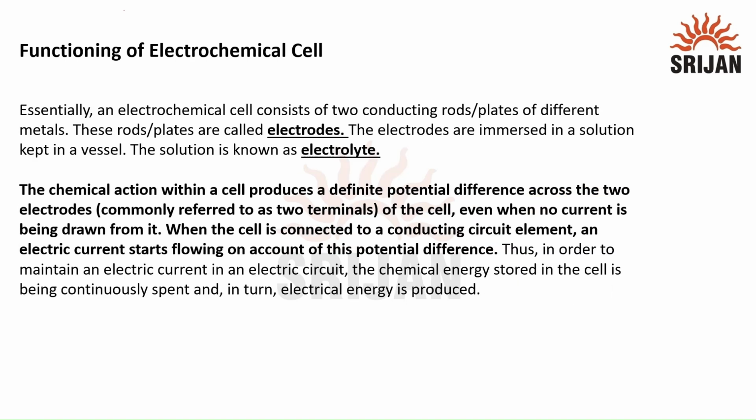Functioning of electrochemical cell. As we have already discussed, an electrochemical cell converts chemical energy into electrical energy. So there are chemical reactions taking place in the electrochemical cell. An electrochemical cell consists of two rods or plates which are of different metals. So mainly there are cylindrical rods, which are known as electrodes. And these electrodes are dipped in a solution, and this solution is known as electrolyte.